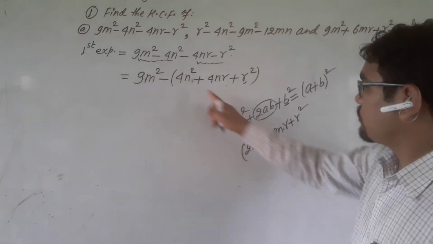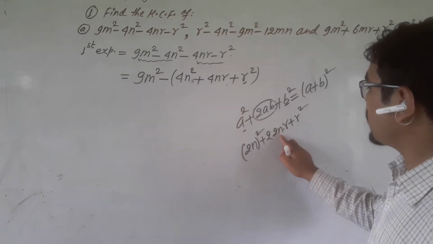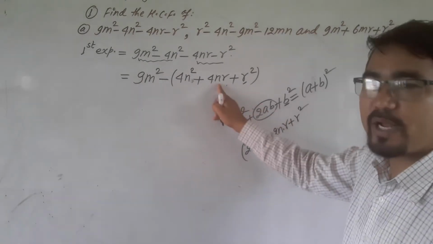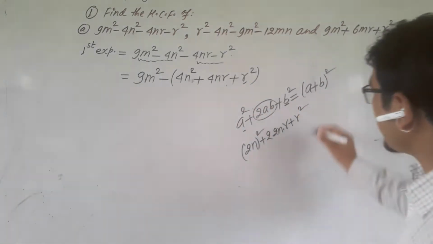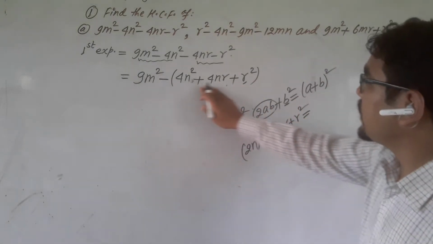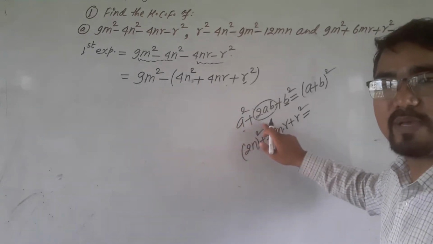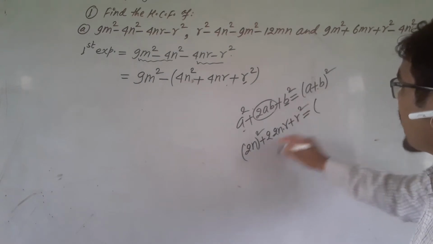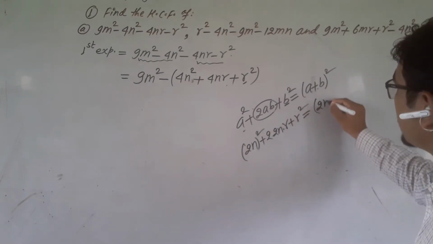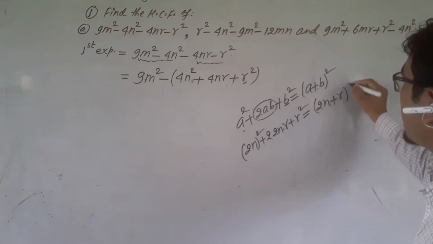2n square means 4n square, plus 2 multiplied by n multiplied by r, that is 4nr, plus this r square is r square, same. So we have seen this is in the form of a square plus 2ab plus b square. So we can write a plus b whole square. That means a represents 2n and b represents r, so we can write 2n plus r whole square.